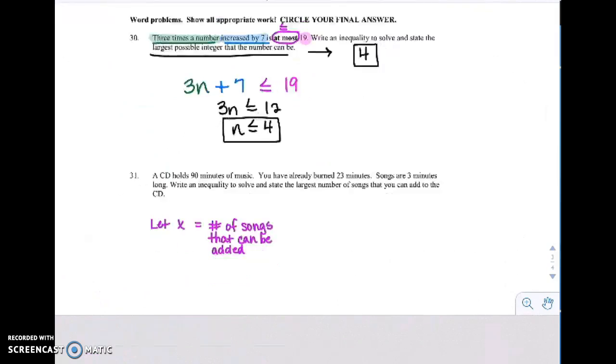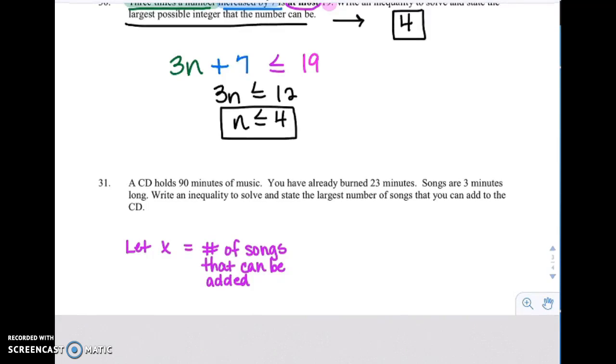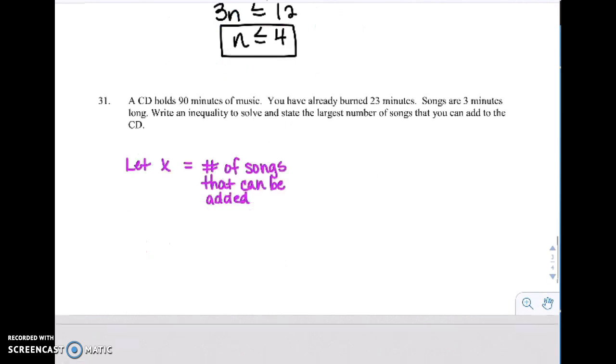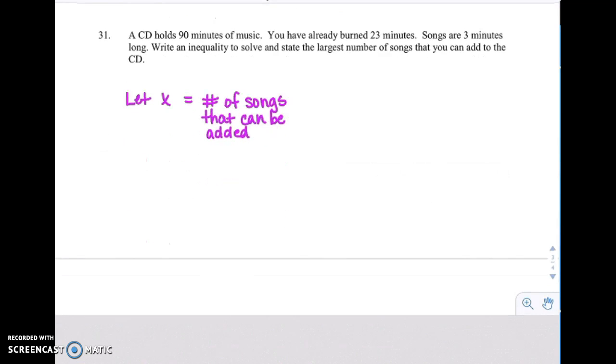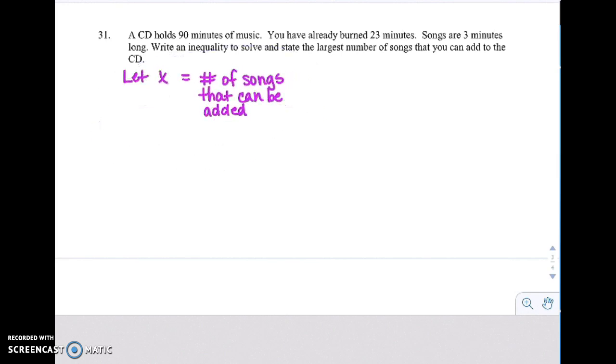All right, great. One more problem. A CD holds 90 minutes of music. You have already burned 23 minutes. Songs are 3 minutes long. Write an inequality to solve and state the largest number of songs that you can add to the CD. So I started with the let statement. Let x equal the number of songs that can be added.